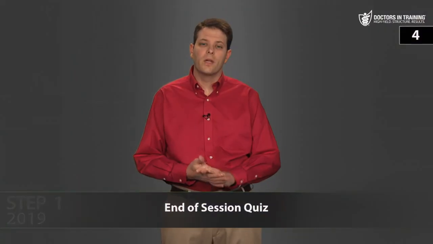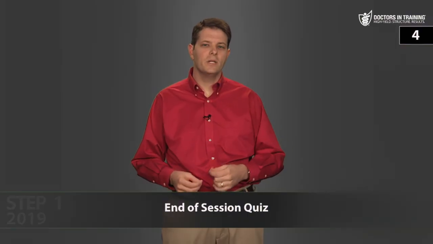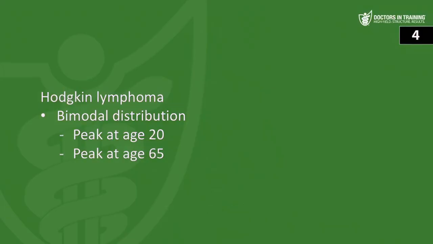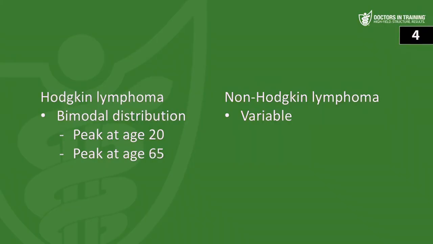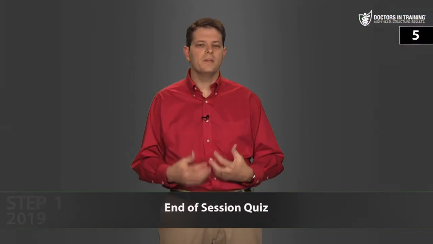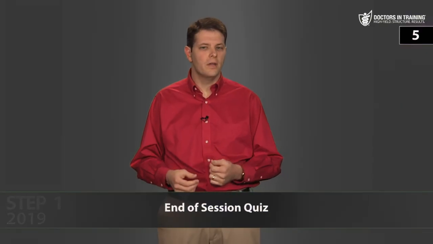All right, first question. Compare the age distribution of Hodgkin lymphoma to non-Hodgkin lymphoma. So with Hodgkin lymphoma, you get that characteristic bimodal distribution with one peak around age 20 in the young and the second peak in the elderly around age 65. But non-Hodgkin lymphoma, again, is much more variable, some types being predominant in the young, some in the middle age, some in the elderly.